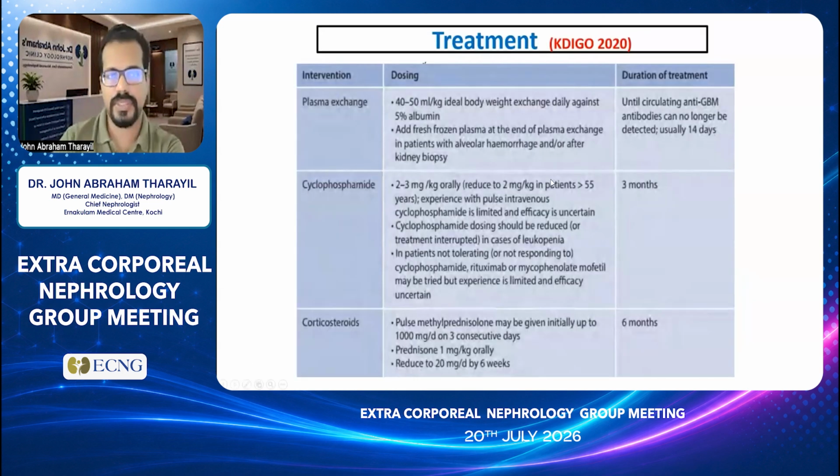Treatment: plasma exchange, 40 to 50 ml per kg ideal body weight exchange daily with 5% albumin. If there is a pulmonary hemorrhage, FFP will be the replacement fluid. Oral cyclophosphamide 2 to 3 milligram per kg. Give it for 2 to 3 months. Cyclophosphamide dosing should be reduced in case of leukopenia. Steroids initially up to 1 gram per day on 3 consecutive days, and you have to give for 6 months. And thereafter, you reduce the dose of steroids to 20 milligram per day by 6 weeks and continue for 6 months by tapering the dose.